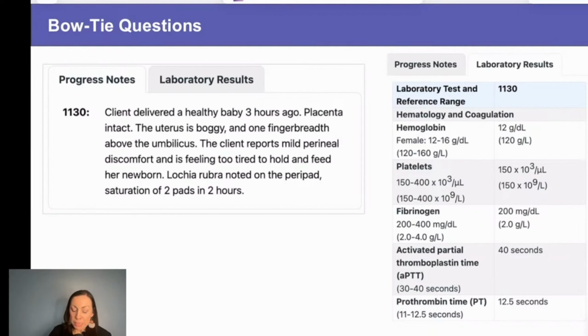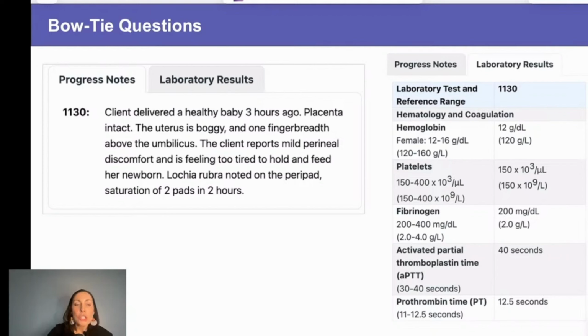3 hours ago, placenta intact. The uterus is boggy and 1 finger breadth above the umbilicus. The client reports mild perineal discomfort and is feeling too tired to hold and feed her newborn. Lochia rubra noted on the peri pad, saturation of 2 pads in 2 hours.